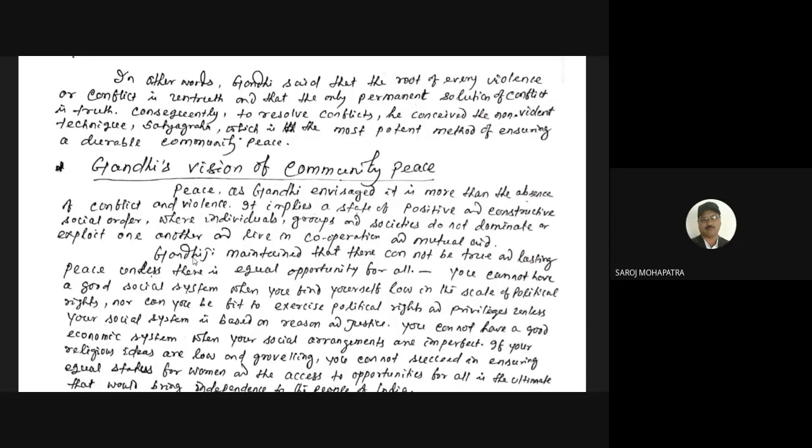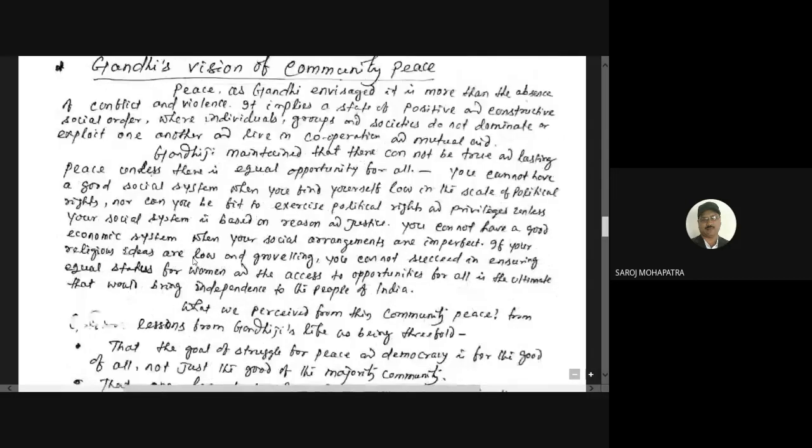So Gandhi's vision in this regard, he says, Gandhi envisaged it as more than the absence of conflict and violence. It implies a state of positive and constructive social order, where individuals, groups, and societies do not dominate or exploit one another and live in cooperation and mutual aid. But Gandhiji maintained that there cannot be a true and lasting peace unless there is equal opportunity for all.